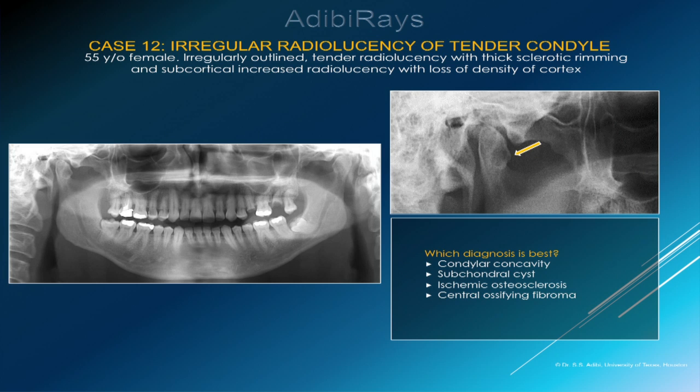This is a case of a 55-year-old female with an irregularly outlined, tender radiolucency with a thick sclerotic rim, subcortical increased radiolucency, and loss of density of the cortex in the right condyle. Which is the best diagnosis for this patient? Is it condylar concavity, subchondral cyst, ischemic osteonecrosis, or central ossifying fibroma?